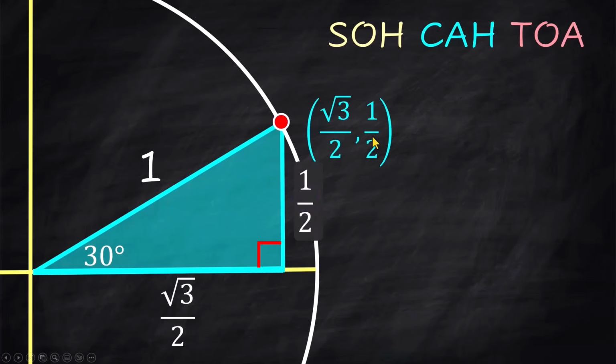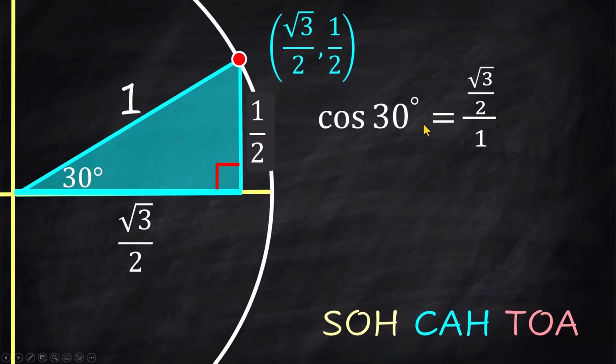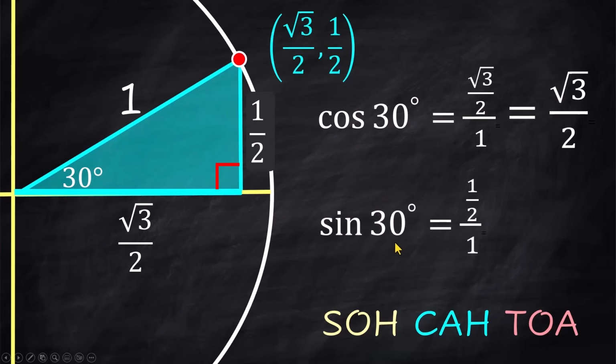That's your y value. So the cosine of 30 degrees is going to be adjacent over hypotenuse. Well, the adjacent side is square root of 3 over 2, and the hypotenuse is 1. So we end up with square root of 3 over 2. I did cosine first on purpose because the cosine value ends up being your x value of that point. The sine of 30 degrees is opposite over hypotenuse: 1/2 divided by 1, which is 1/2. The sine value ends up being the y value.